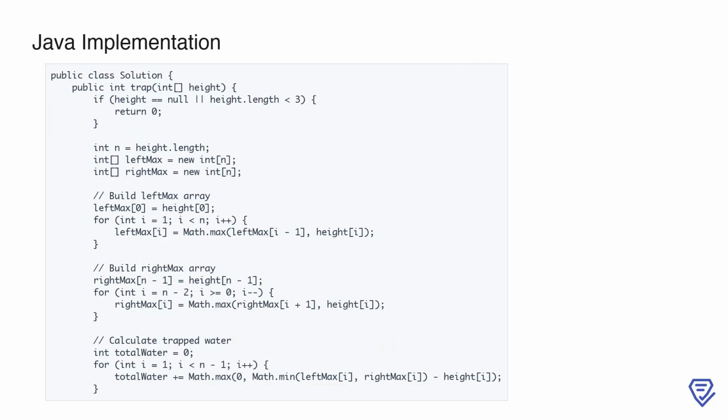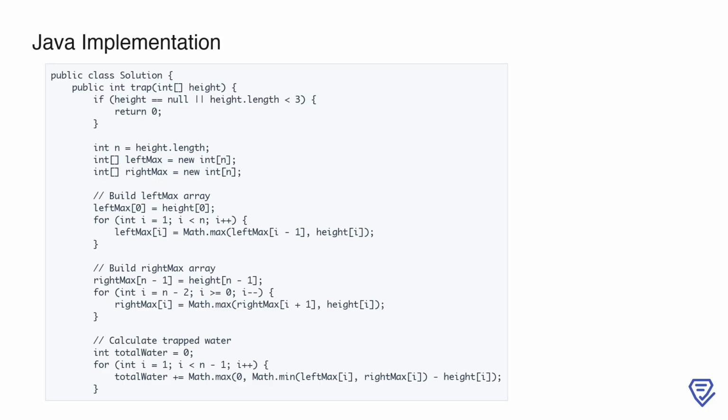Here, we are implementing the solution to the trapping rainwater problem in Java. The method trap takes an integer array height as input, which represents the elevation map. First, we perform a basic validation to ensure the input is not null and has at least 3 elements, as trapping water requires at least 3 bars. If this condition is not met, the function returns 0 immediately.